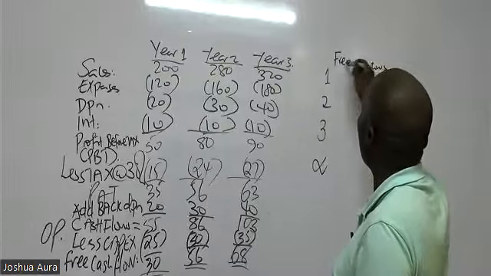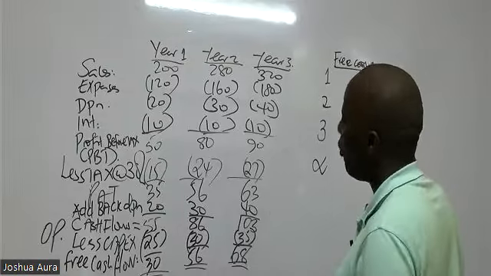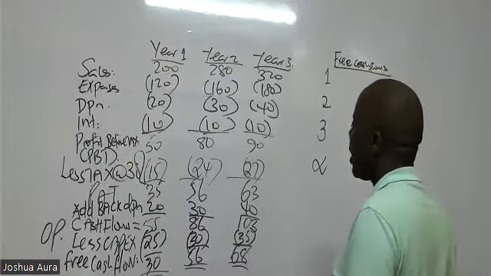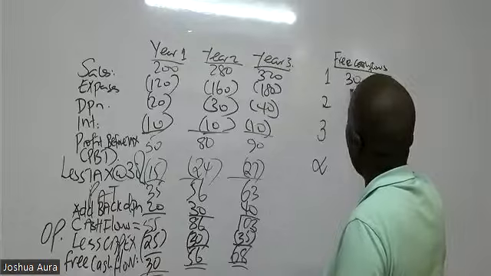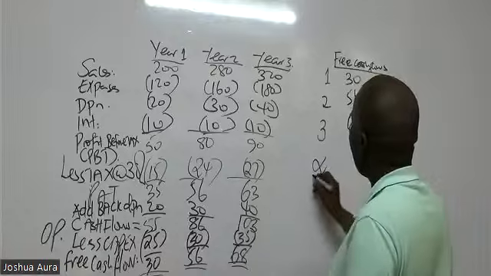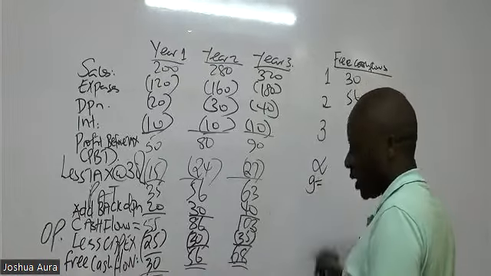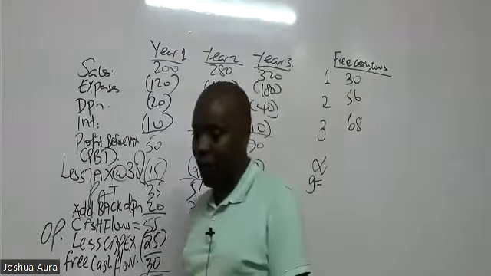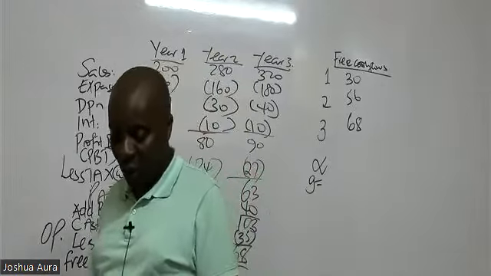Free cash flows are the ones we use for valuation purposes. For valuing target companies, we shall be using free cash flows. So we have 30, 56, and then we have 68. And then these guys have given us growth rate into perpetuity.